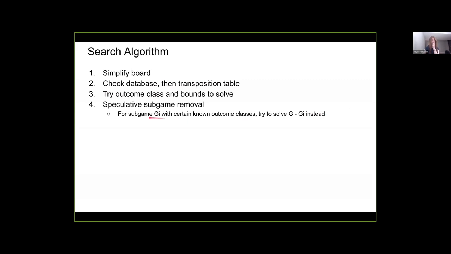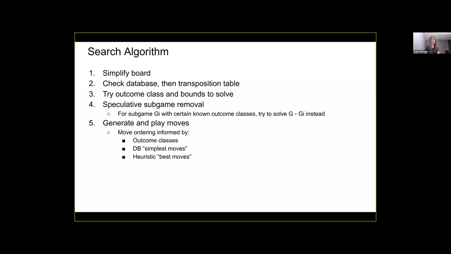So for certain subgames G_i with known outcome classes, we try to remove it and solve the smaller board and use that result to solve the larger board. And then lastly, we have to play moves. The move ordering is informed by several features, such as the outcome classes of games, the database's simplest moves, the heuristic's best moves, and playing in the middle of subgames to break them down faster.